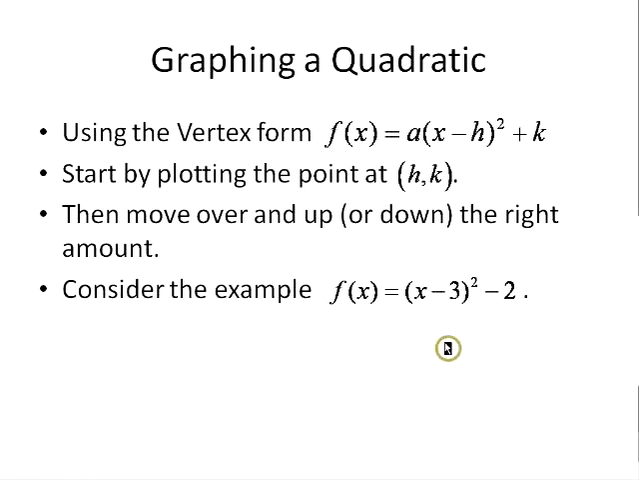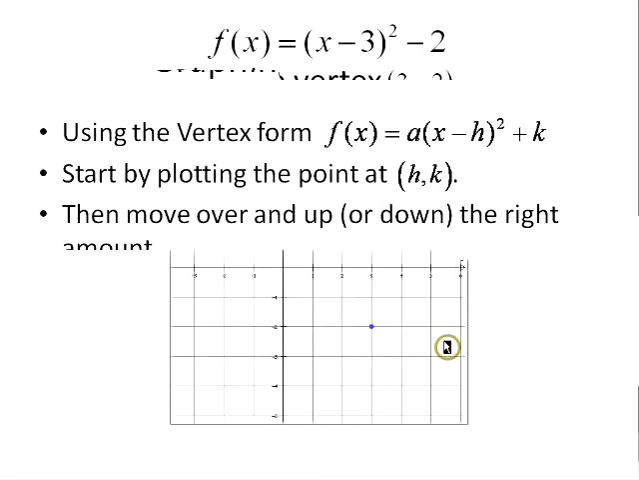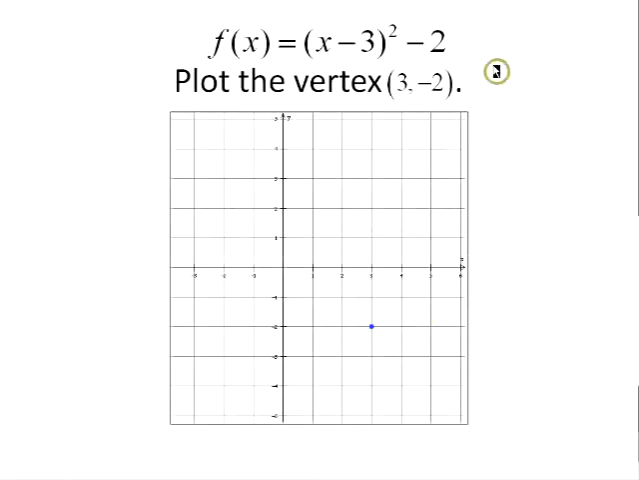Let us consider the example f(x) = (x - 3)^2 - 2. For this particular function, f(x) = (x - 3)^2 - 2, the vertex is going to be at the point (3, -2). Therefore, we start by plotting our point at (3, -2). This is the vertex. Now, in this particular function, the a number is 1.